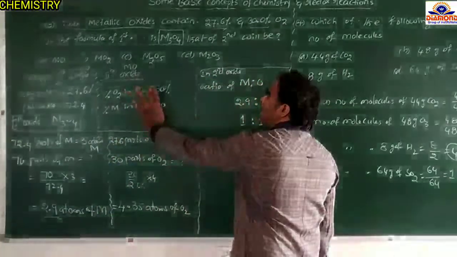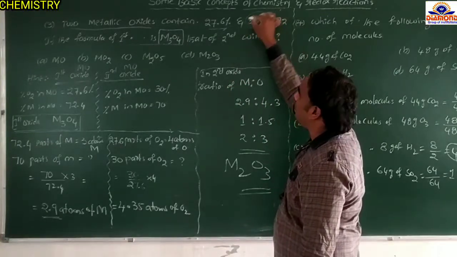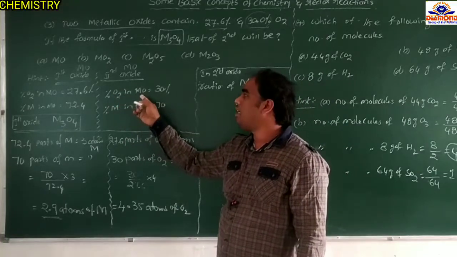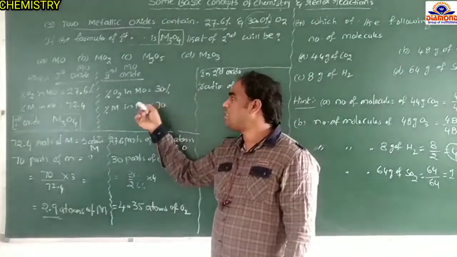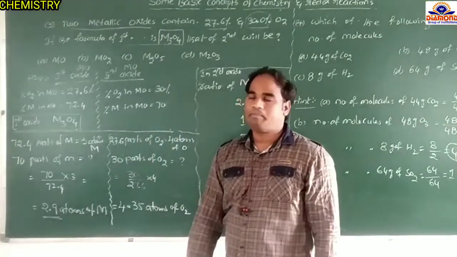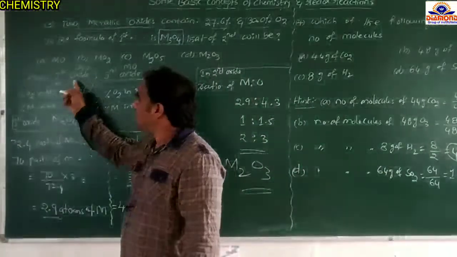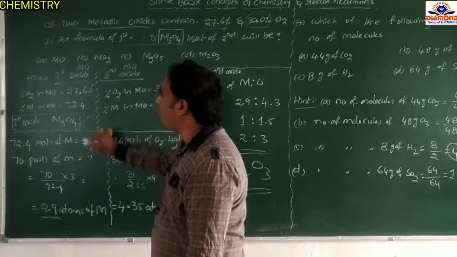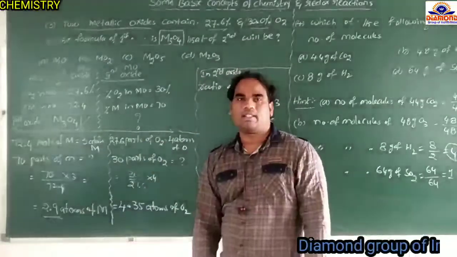Next, second oxide. In second oxide, percentage of oxygen is 30 percentage. So if oxygen percentage is 30, therefore percentage of metal in second metal oxide is 100 minus 30, that is equal to 70 percentage. Next, first oxide formula is M3O4. Then second oxide formula is what? That is the question.